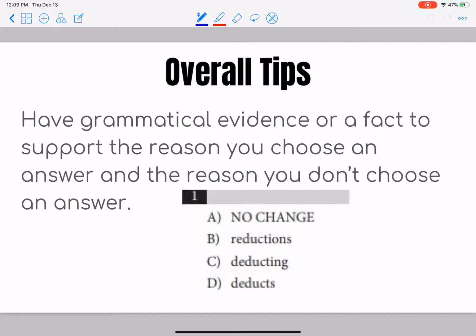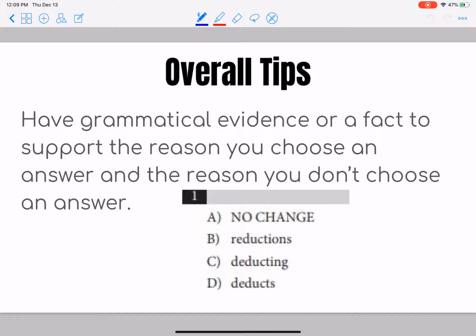Anyways, in this case, it's testing whether you know the difference between reduct and deduct. So do you choose reductions or do you choose deducting or deducts? Well, you need to know what reduct means and what deduct means. So when you answer this question, ask yourself, what does reduct mean? Reduct means this. Is this what the sentence is trying to say? Deduct means this. Is this what the sentence is trying to say?